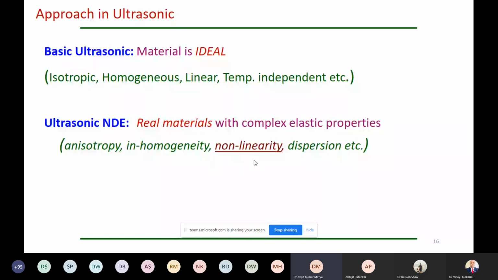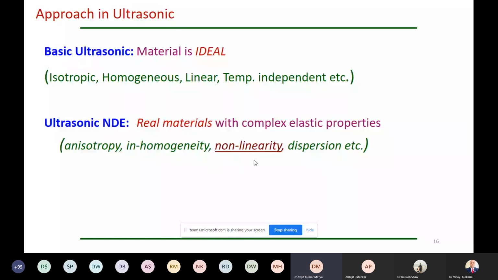But if some nonlinearities are there within the material, then those nonlinearities may appear at a very microscopic level. That microscopic level may not be detected using conventional ultrasonic technique. Then we can go to some higher advanced ultrasonic technique.